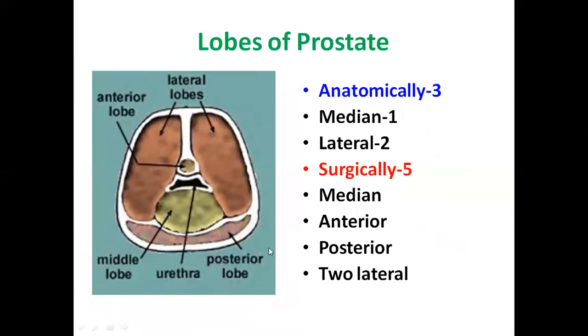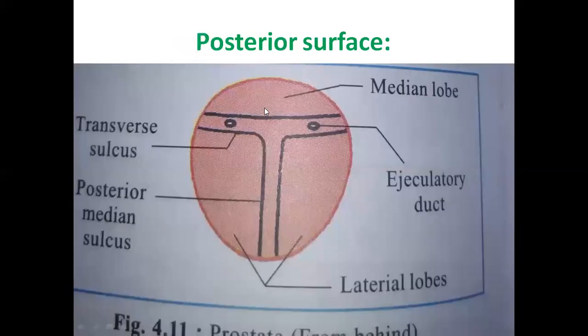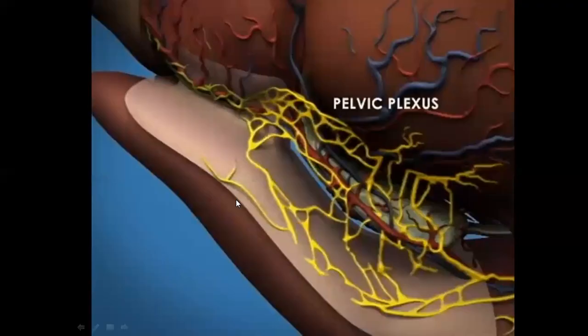Now, let us come to the lobes of the prostate. When we talk in the anatomical way, basically we have 3 lobes: one median lobe and 2 lateral lobes, like we have seen in Datta's picture also. In Datta's picture, what did we see? We have one median lobe and 2 lateral lobes.